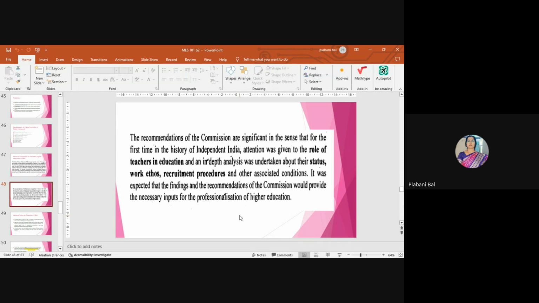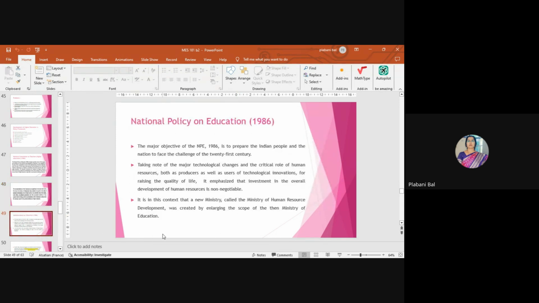It was expected that the findings and recommendations of the commission would provide the necessary inputs for the professionalization of higher education. So this was in 1984, when teachers' status and work ethos were emphasized. Okay, then the next policy is the National Policy on Education 1986.